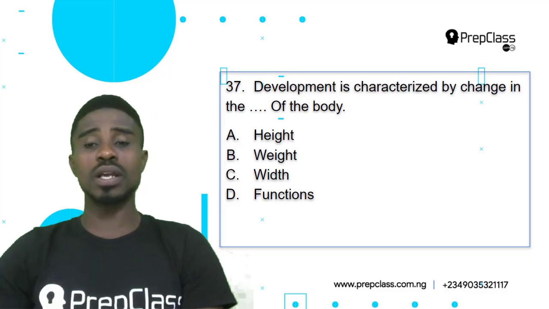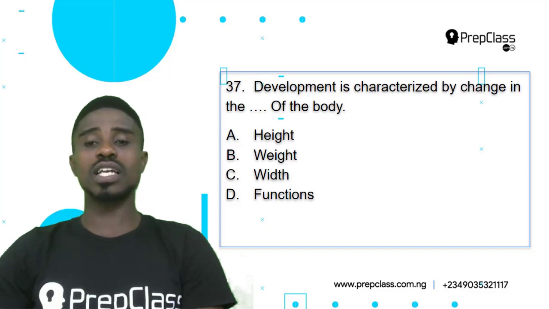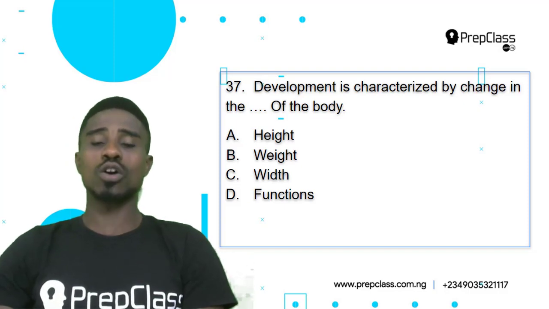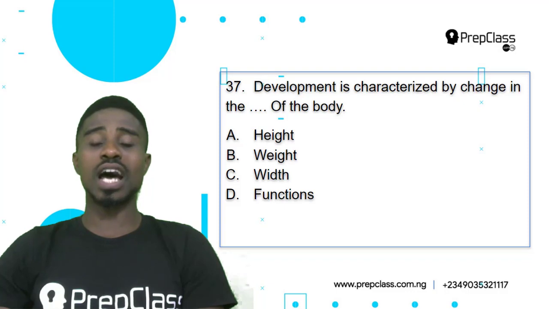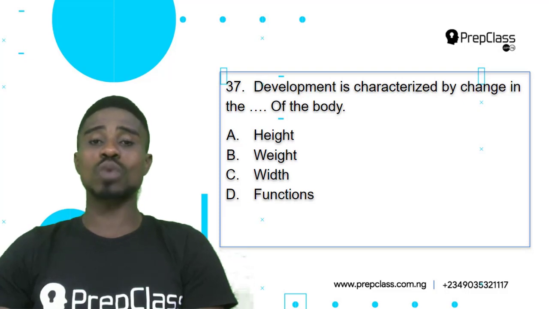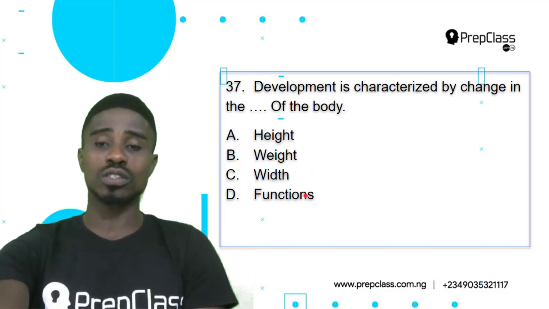When we talk about development, one thing that comes to our mind is also growth. So growth basically has to do with the increase in the size of the body. But development also involves growth and another extra aspect, which entails the functioning of the body. So when there is development, it means the body matures into a point where it can carry out some particular functions. So our correct answer for 37 would be functions.